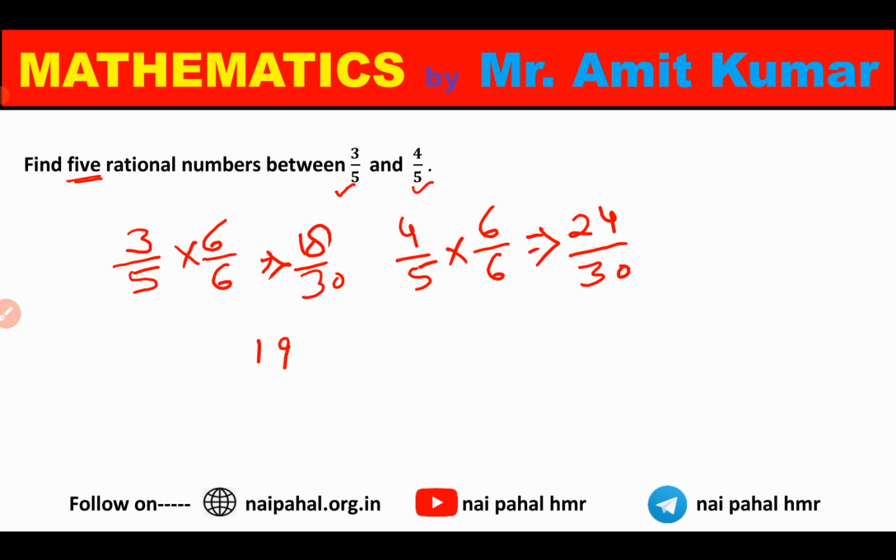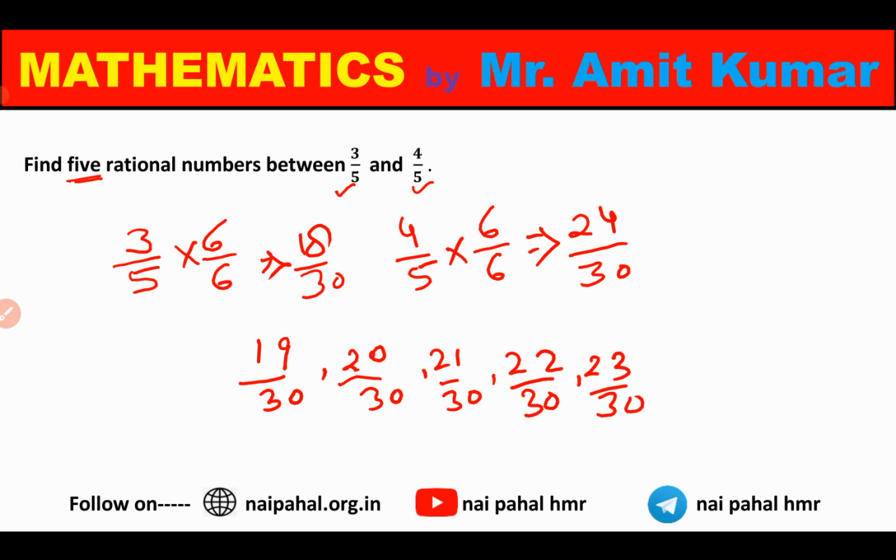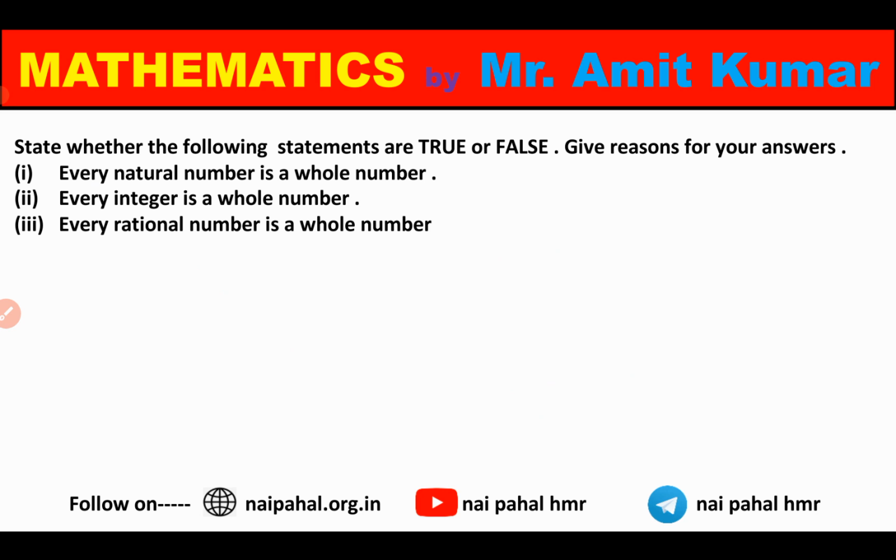Write them as 19 upon 30, 20 upon 30, 21 upon 30, 22 upon 30, 23 upon 30. Count them: 1, 2, 3, 4 and 5. I hope this is so much easy for you. Let's move on to the next question.